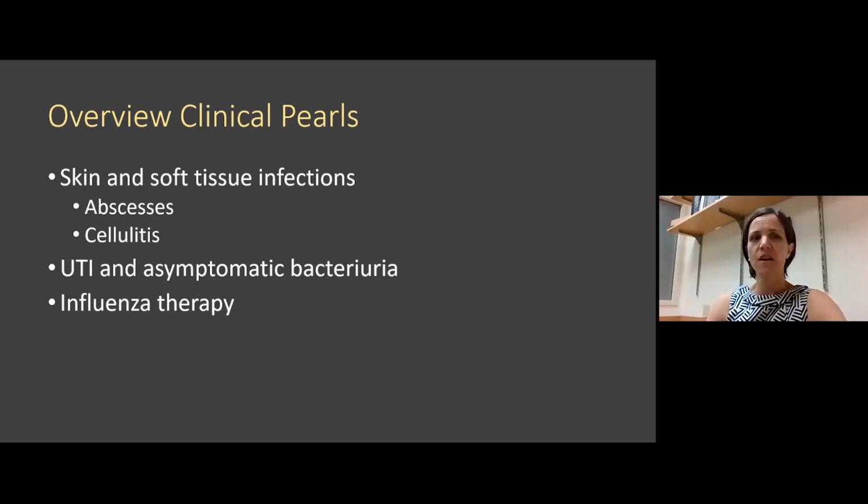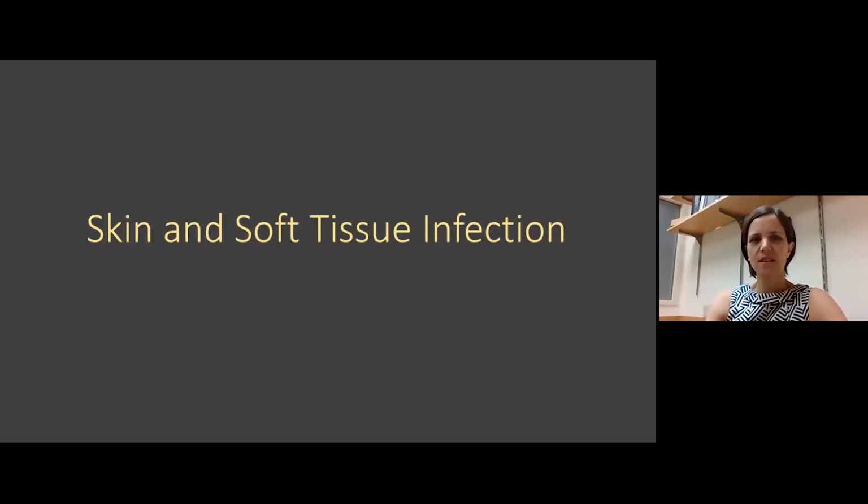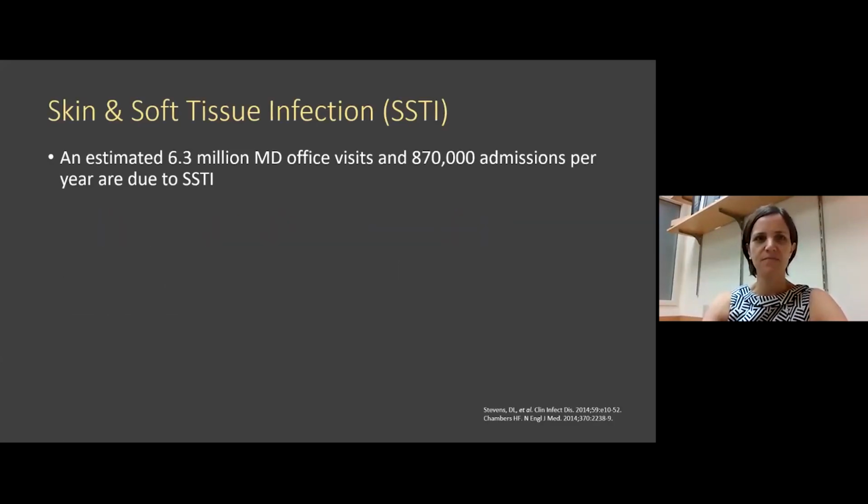So the first one I want to talk about is skin and soft tissue infections. And within that topic, we're going to talk about abscesses and cellulitis, which are distinct entities. And then we're going to move on and talk about urinary tract infection and asymptomatic bacteriuria. And then lastly, I want to spend some time on influenza therapy. So first, let's talk about skin and soft tissue infection.